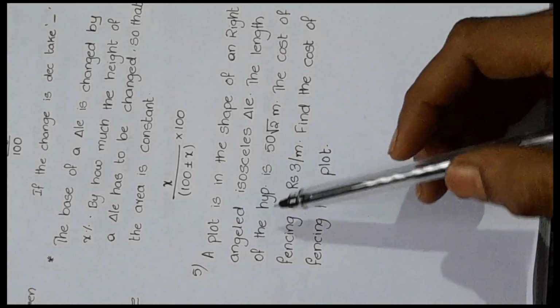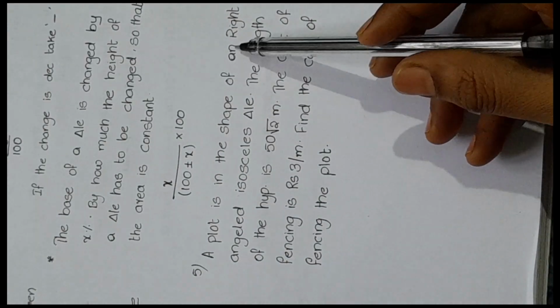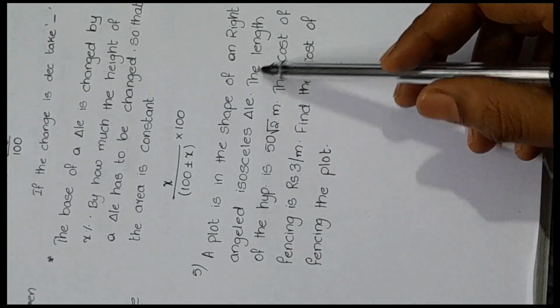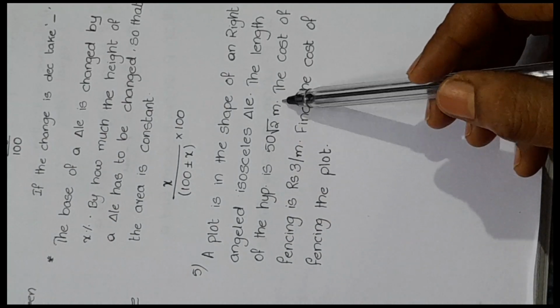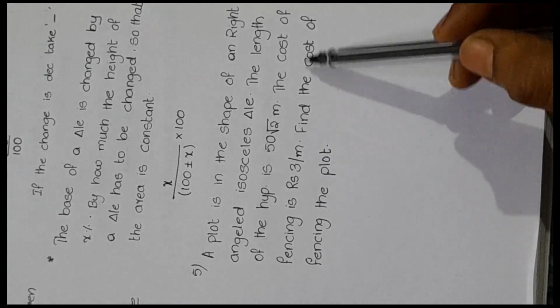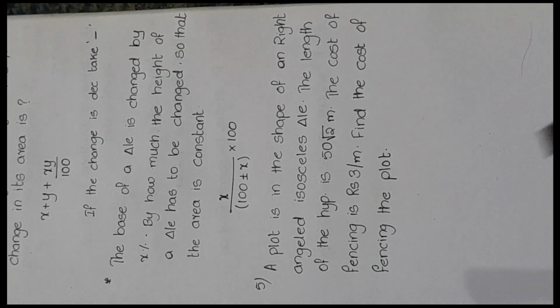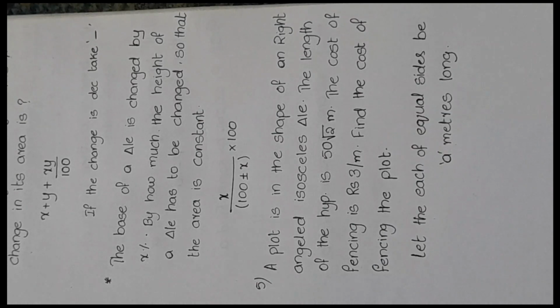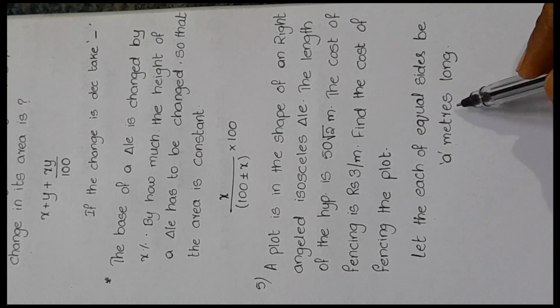Question number 5. A plot is in the shape of a right-angled isosceles triangle. The length of the hypotenuse is 50 root 2 meters. The cost of fencing is rupees 3 per meter. Find the cost of fencing the plot. The triangle given in the question is an isosceles triangle, so two sides are equal. Let each of the equal sides be a meters long.